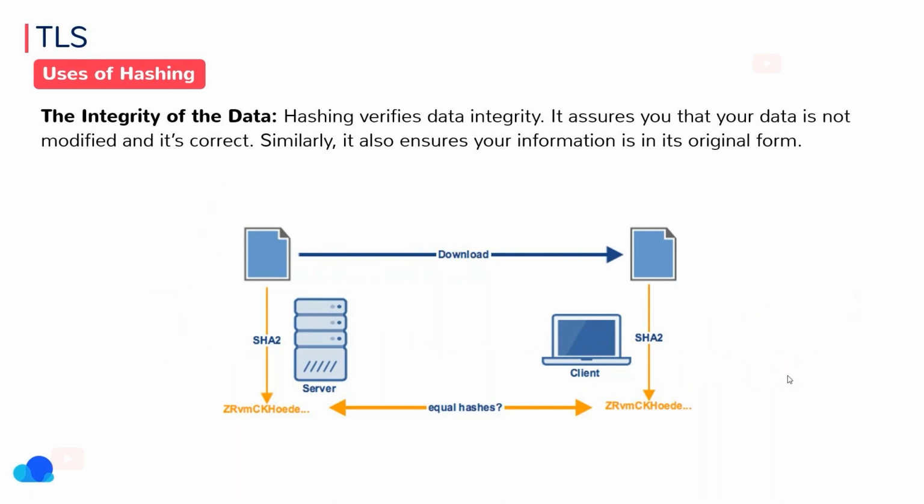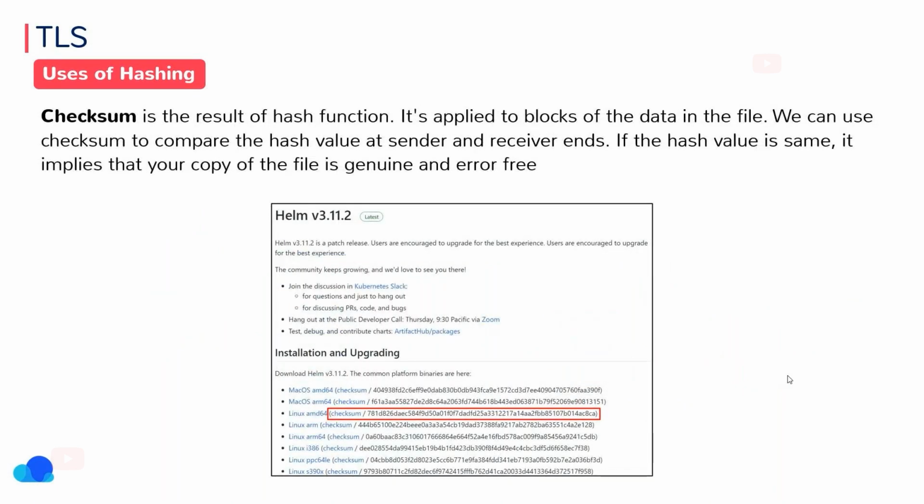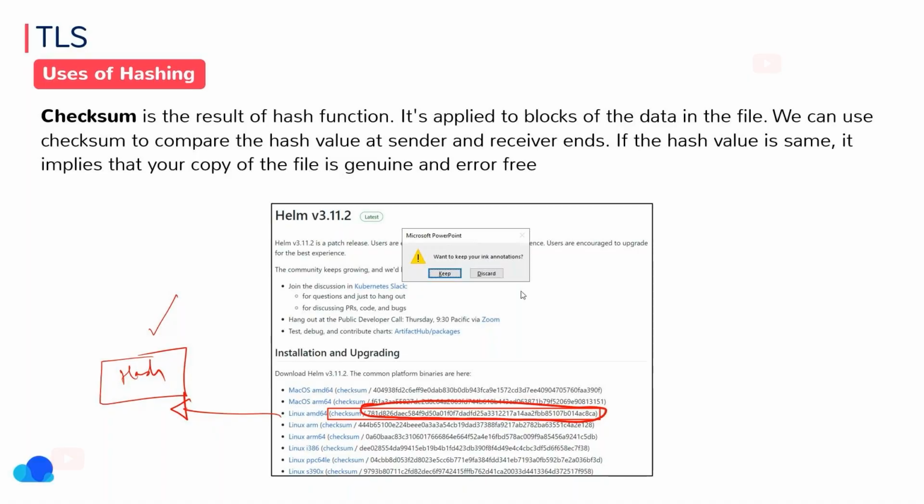Clear? Now if you go to the Helm binary download, that is the GitHub release pages, you will find this checksum or the hash value. Your checksum is the result of the hash function. Hash value is created according to the data. Once you download the file, you can calculate the hash value of that file, and it should match the hash value listed here. In fact, I can quickly show you that as well.